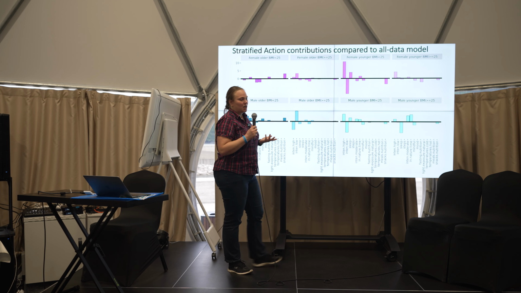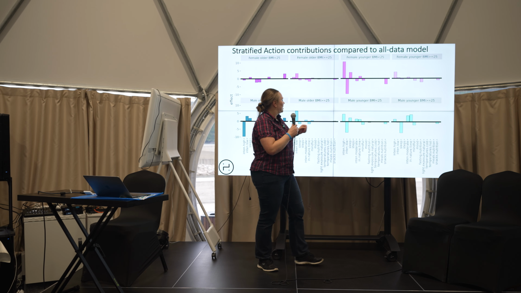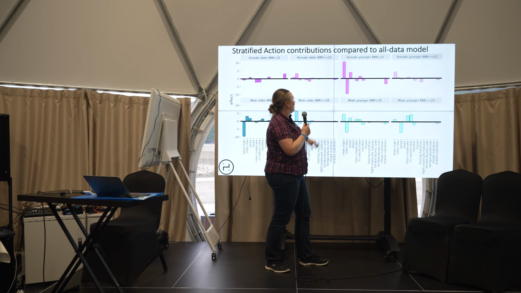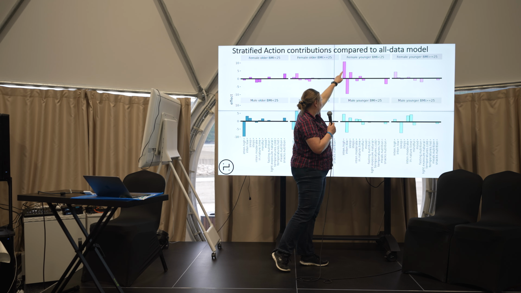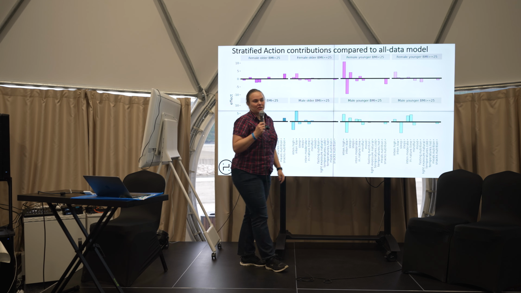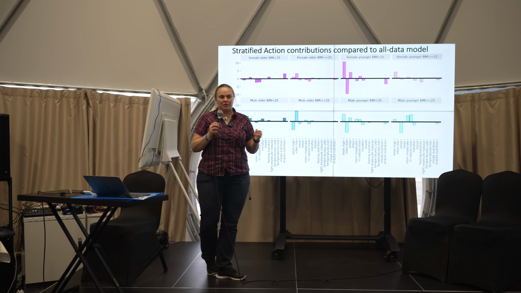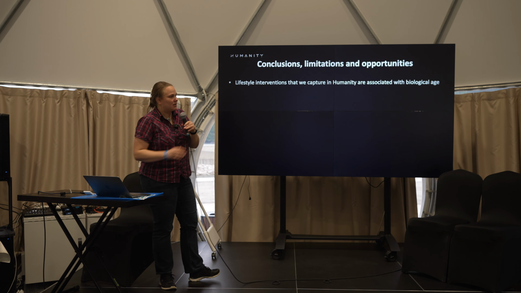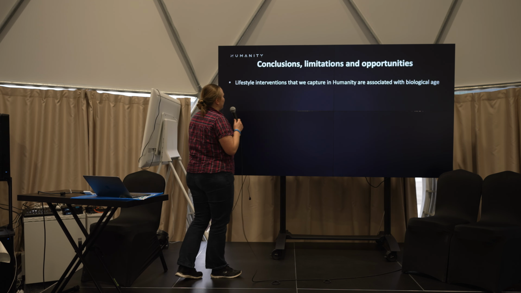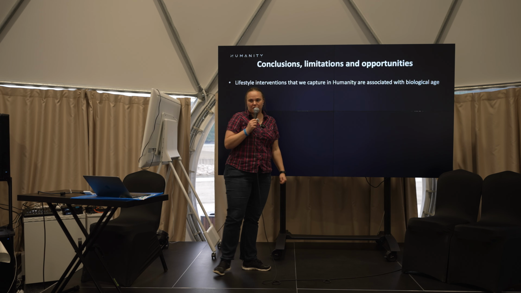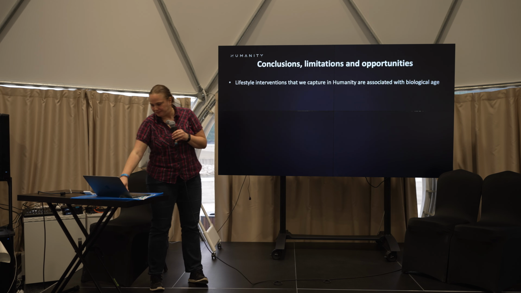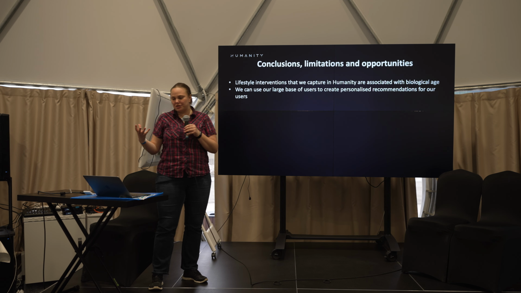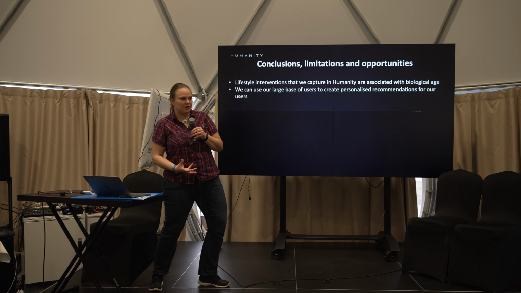If we just used the model that was based on the whole population, we would never see, for example, that for females who are younger, it's actually more important to do more intensity high and less intensity low compared to what they would be suggested if everyone was treated the same. And so with this, I would like to conclude that lifestyle interventions that we capture in Humanity are associated with biological age. And we can use the data that we obtain from the users to create personalized recommendations for our users.